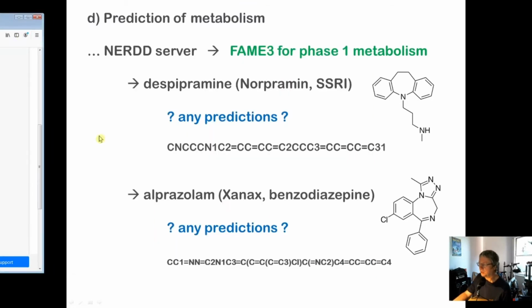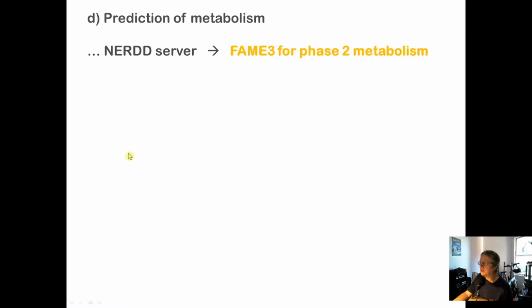All right, so those are desipramine and alprazolam, Xanax. Let's try the nerd server for phase 2 metabolism now. And that's, we kind of showed this with that other Canadian website last time.